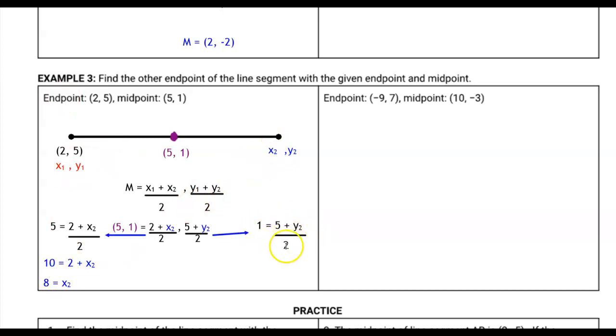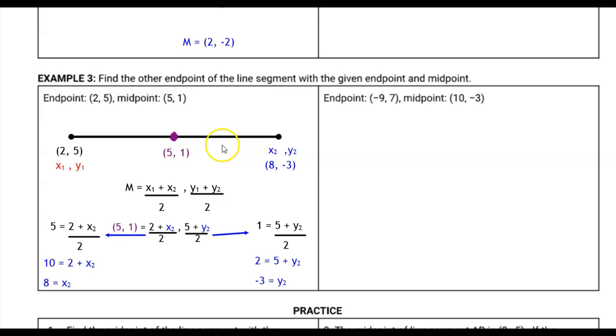Again, my first step is going to be to multiply both sides by 2 to get rid of this 2 in the denominator. Then once I multiply both sides by 2, I'm going to get 2 equals 5 plus y2. Keep in mind, my multiplying this side by 2 didn't change the numerator, it just eliminated the denominator. Now I got to subtract 5 from both sides and I get negative 3 is equal to y2. I found my endpoint. My endpoint is 8, negative 3.